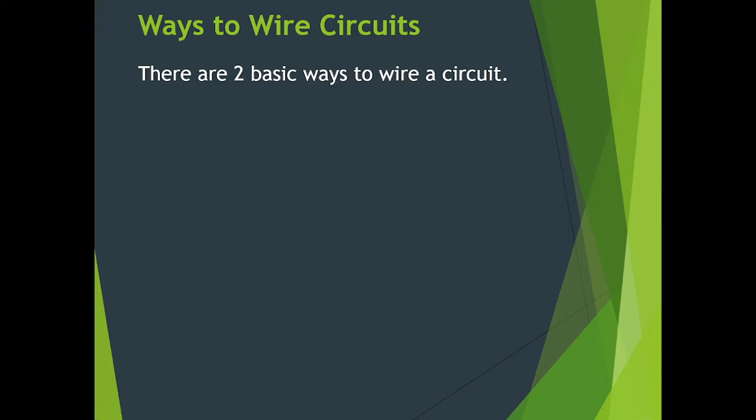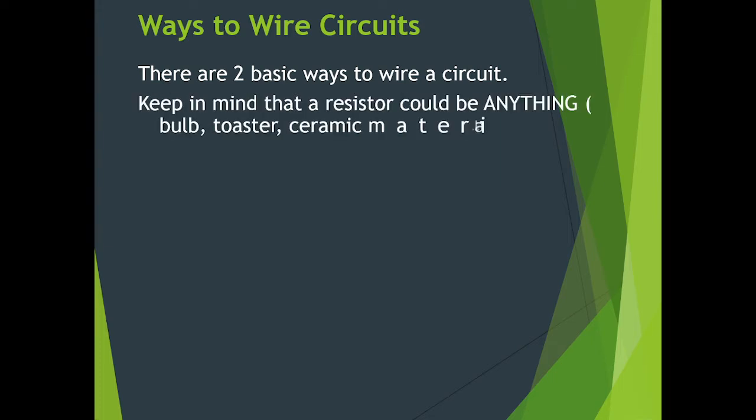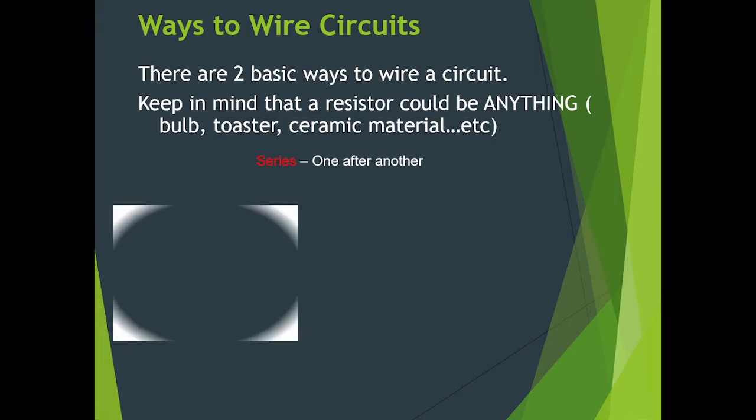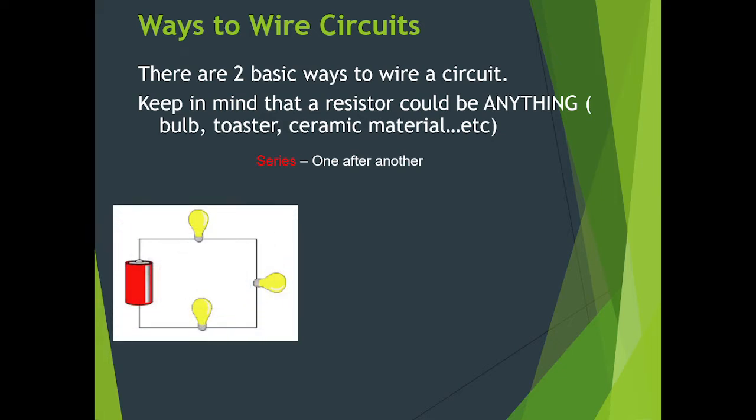The other method is just the combination of a series and parallel connection. Before we introduce the ways to wire a circuit, keep in mind that a resistor could be anything, for example a bulb, toaster, ceramic material, and other materials. The first type of circuit connection is called a series connection, in which resistors are connected one after another. This is sometimes called the head-to-tail connection.